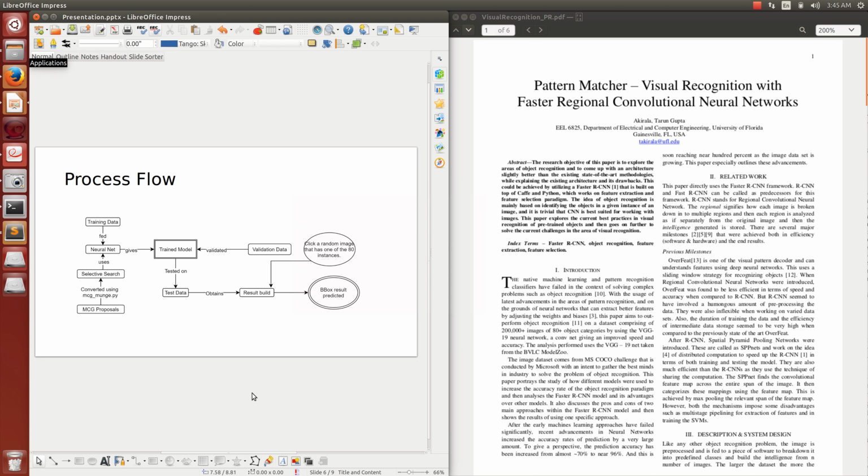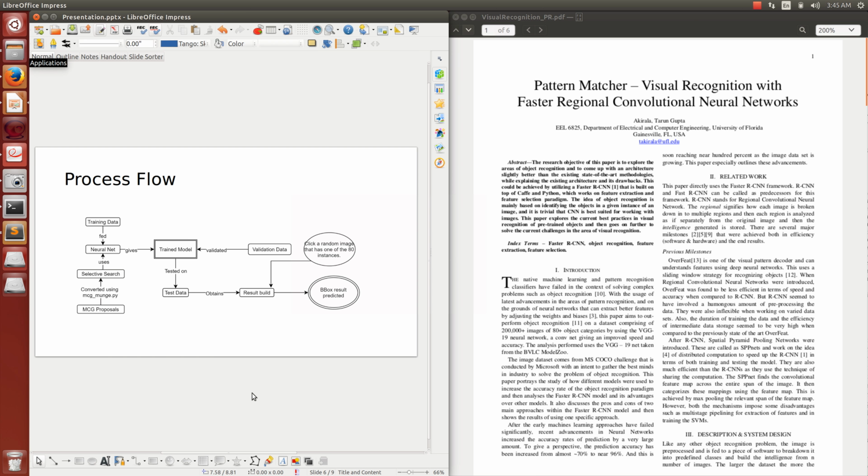Let me go through the process flow that we have here. We have training data, validation data, and testing data from the MS COCO image dataset. Initially the training data images are fed into the neural network. We also downloaded the MCG proposals and converted them into a selective search format, because we are using Faster R-CNN, and Faster R-CNN is only compatible with selective search. These two are combined and then fed into the training model.